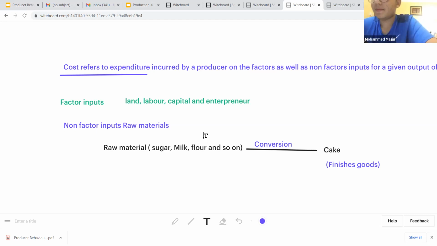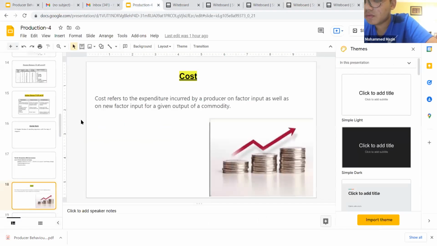Okay, so this is our cost, which is the expenditure incurred by a producer on the factors as well as non-factor inputs for a given output of a commodity. Is there any doubt? No, ma'am. No. Okay. So cost refers to the expenditure incurred by a producer on factor inputs as well as non-factor inputs for a given output of a commodity.